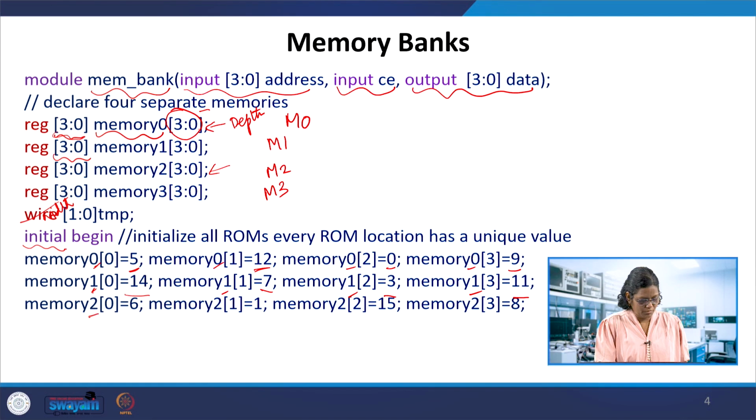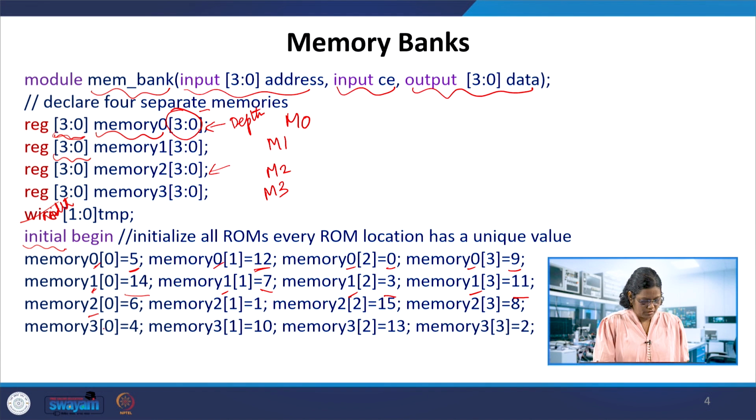And memory 2 similarly has another 4, 0, 1, 2, 3, which stores again these 15, 8, 1 and 6. Then memory 3 again. So 16 values are stored in four different memories, each having a depth of 4. So initial begin, then end. We initialize these values in the memory.